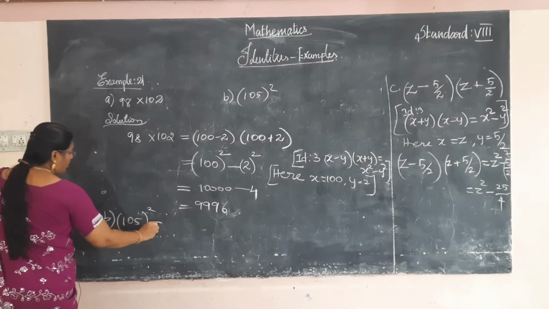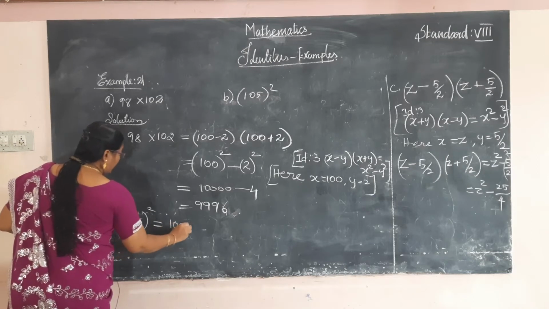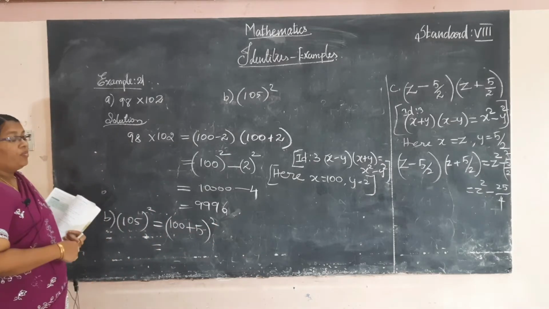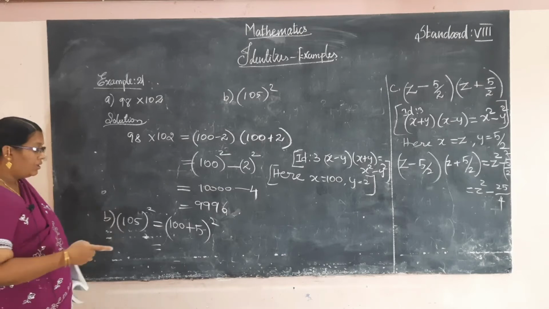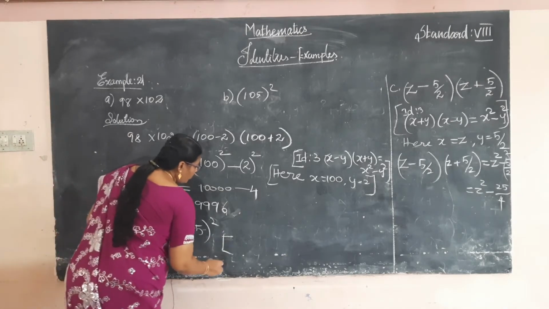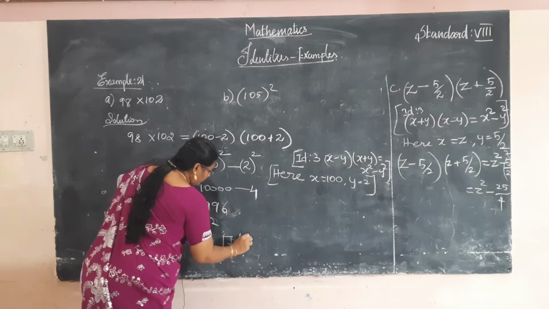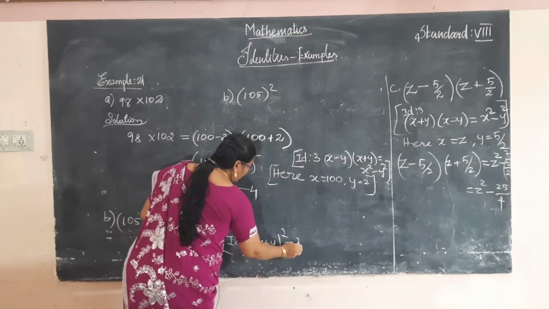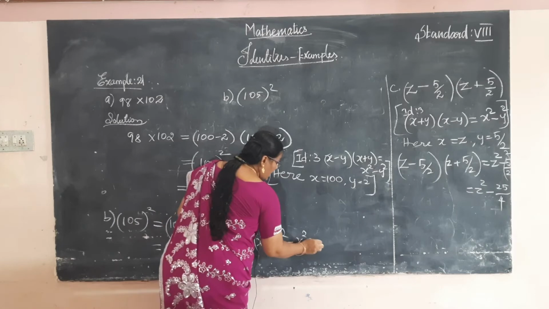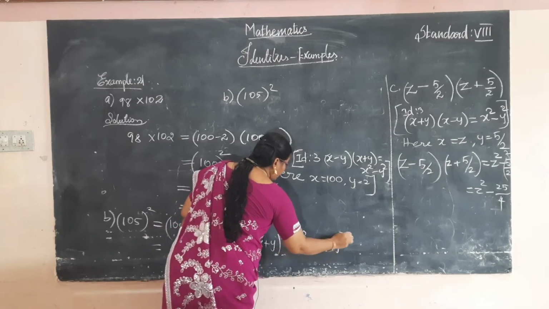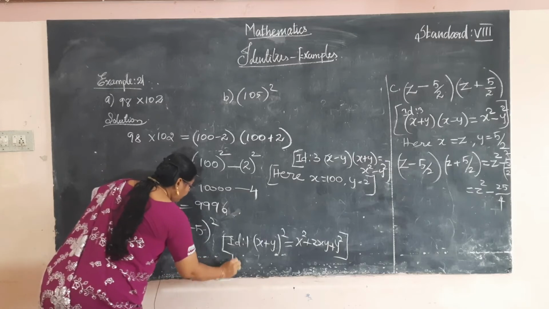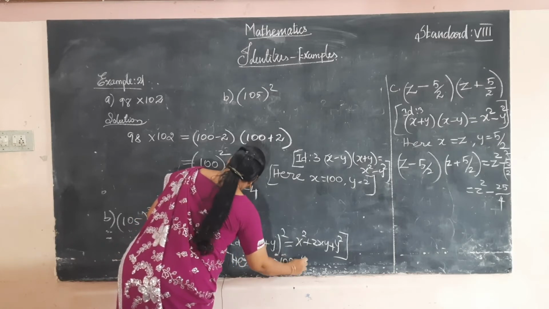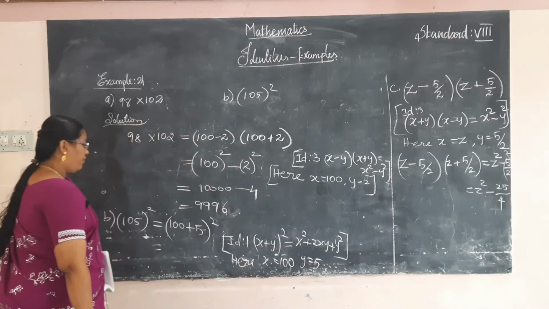And next one, problem b. 105 the whole square can be written as (100 plus 5) the whole square. So this is in the form of (a plus b) the whole square. So identity 1. What is that formula? (x plus y) the whole square is equal to x square plus 2xy plus y square. Okay, here x equal to 100, y is equal to 5.